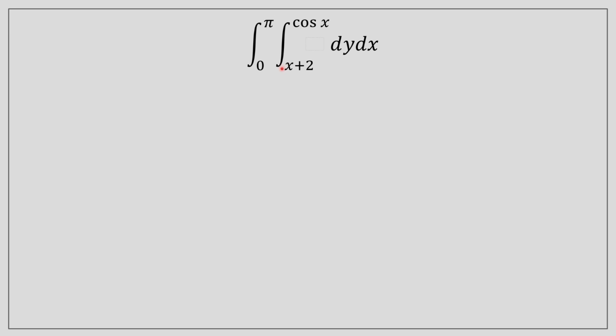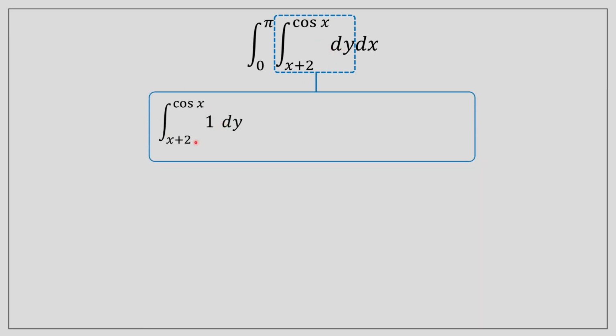In this case, the inner integral is this, which is basically, if you don't see anything inside the integral, we can consider it as 1. We are taking the integral from x plus 2 as the lower bound, and the upper bound is cos of x. Therefore, we are going to take an integral of basically 1 dy. So let's rewrite it in a more familiar format. So we're considering this integral.